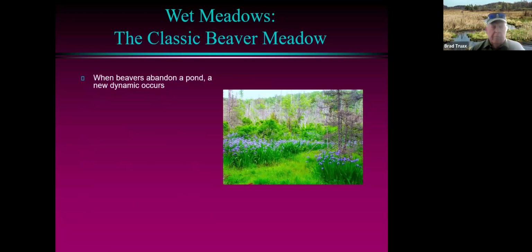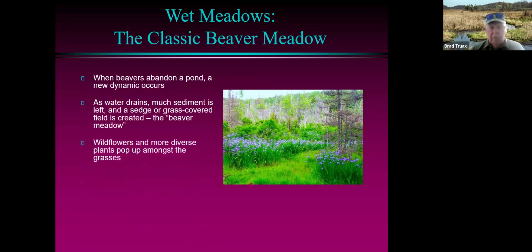Okay, the classic beaver meadow. When beavers abandon a beaver pond, a new dynamic occurs. As the water drains, much of the sediment is left, and a sedge or grass-covered field is created, and that's what we call a beaver meadow. Wildflowers will pop up, many other diverse plants pop up amongst the grasses, and many snags remain.